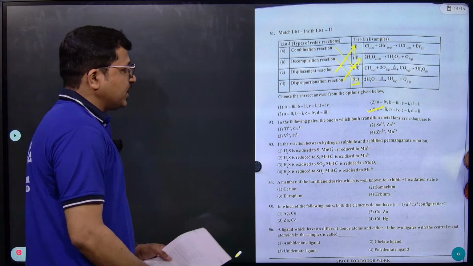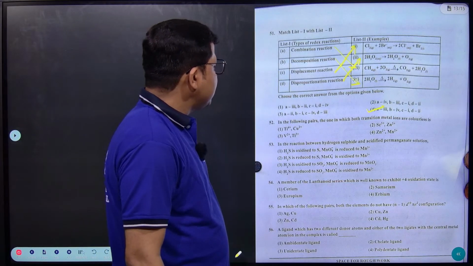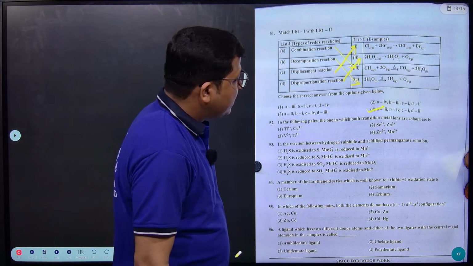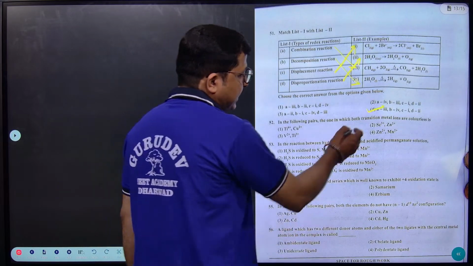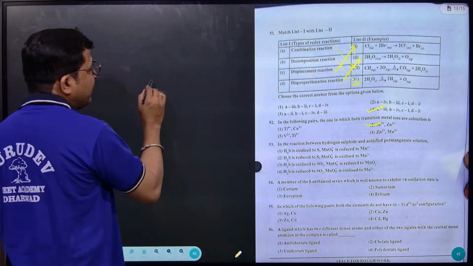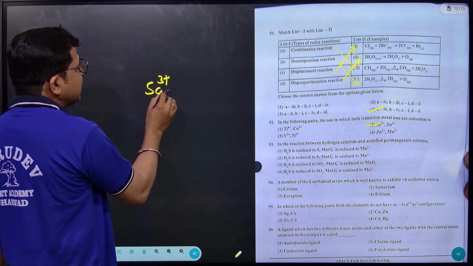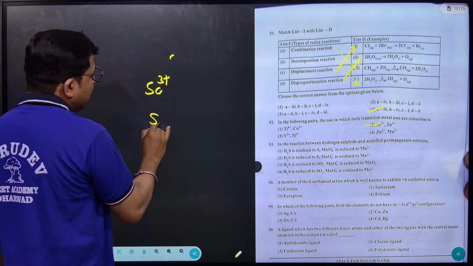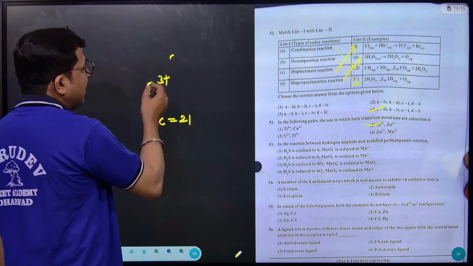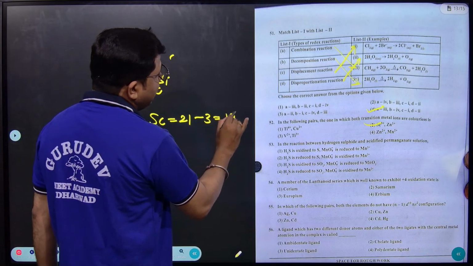And 52nd question: in the following pairs, the one in which both transition metal ions are colorless. See here, scandium 3 plus, option number 2 is the right answer for this one. I will show how it is. Scandium 3 plus means scandium, the ground state atomic number of scandium is 21, and after losing 3 electrons it gains the noble gas configuration of 18.